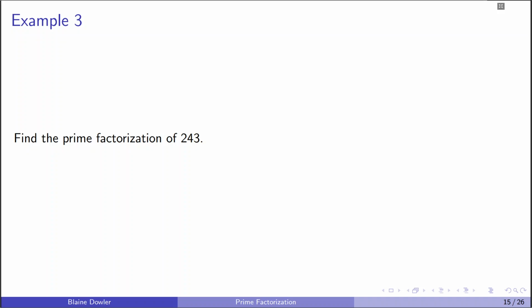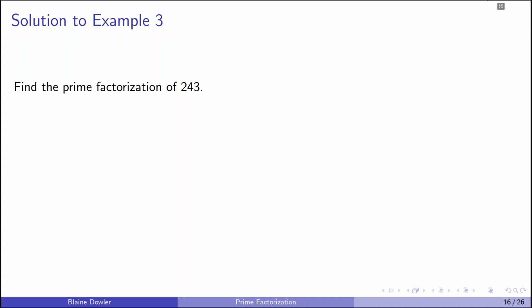Example number 3, the prime factorization of 243. Well, this one is not even, but 2 plus 4 plus 3 is 9, so it is a multiple of 3. So we pull out the 3, we're left with 81. 8 plus 1 is 9, still a multiple of 3.